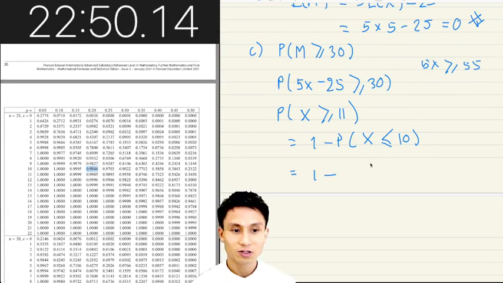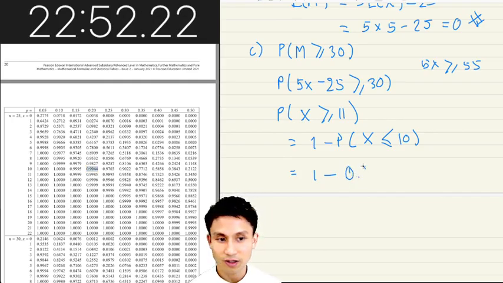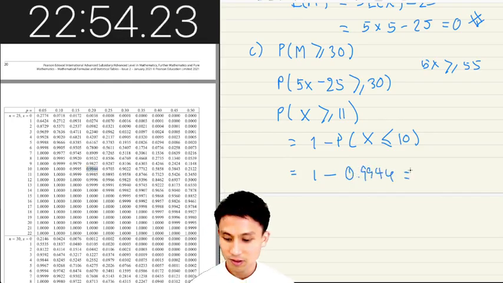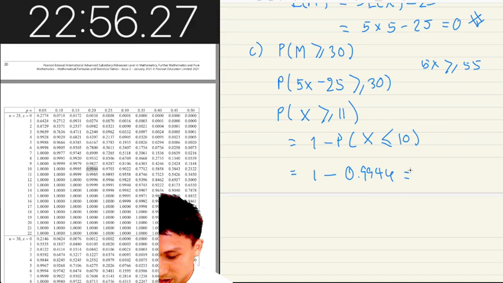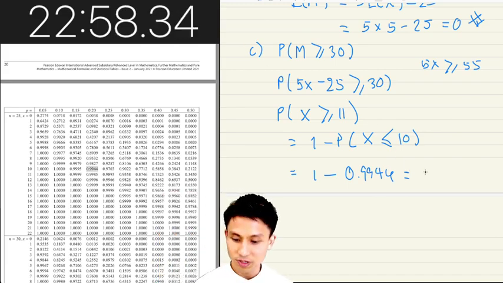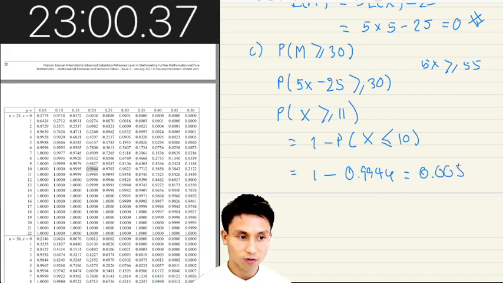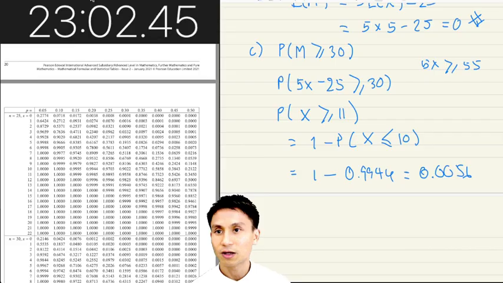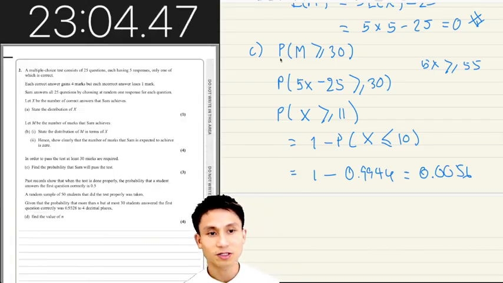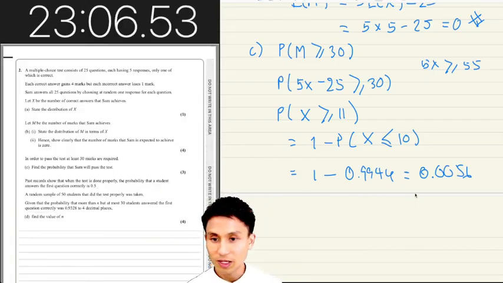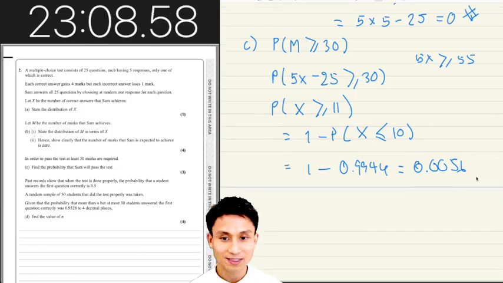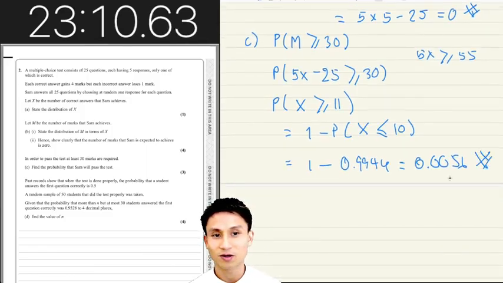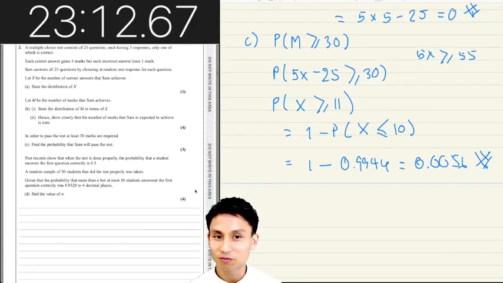Agreed? So I'm just writing down here 0.9944. And 1 minus 0.9944 gives me 0.0056, right? Okay, go back to the question. So that will be the probability that Sam will pass the test. Well done. Okay, and not very impressive there.